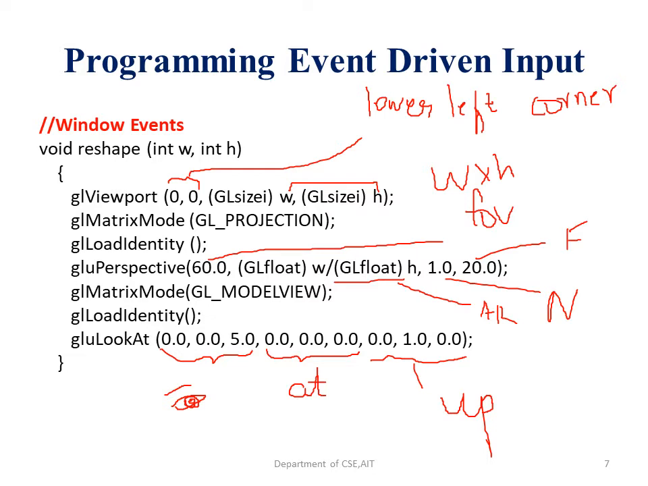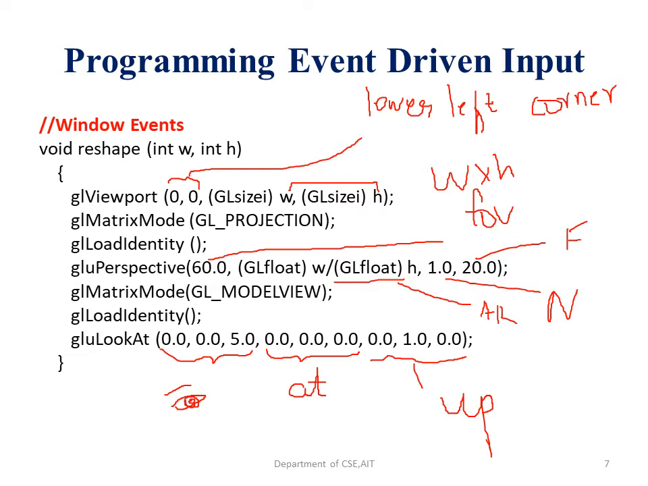The first one is glViewport. It has 4 parameters. The first 2 parameters are for the origin of the viewport. That means in my current window, where this viewport is situated, that origin is given by the first 2, and it is the lower left corner of the viewport. The third and the fourth parameters talk about its width and height.